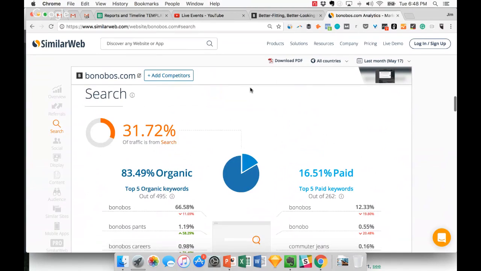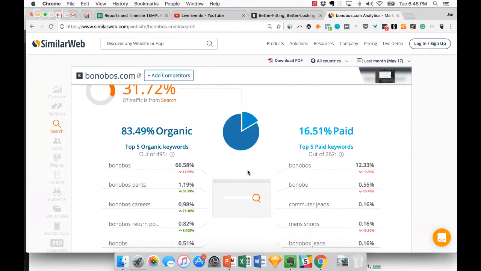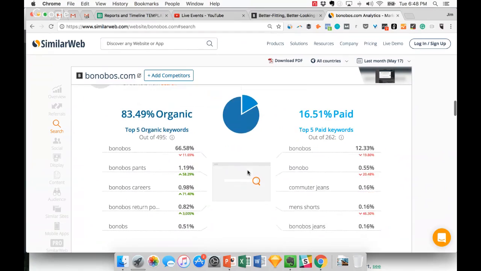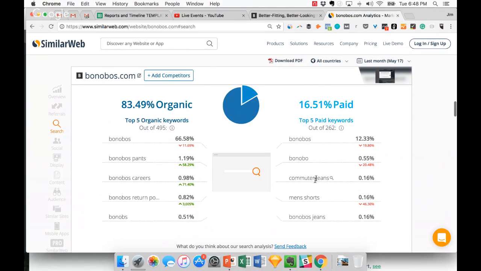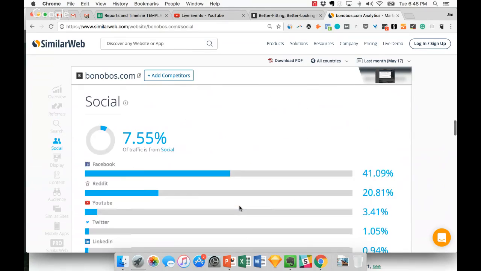What keywords are working for them? So when people go to Google and they start to search, and when they land on Bonobos, what are they typing into their search bar? What Bonobos is paying for are men's shorts, commuter jeans, Bonobos jeans, very brand specific stuff. And organic search, meaning they're not paying for it, their site is optimized for it. These are the top keywords. So as you're looking at SEO, that can help give some ideas.